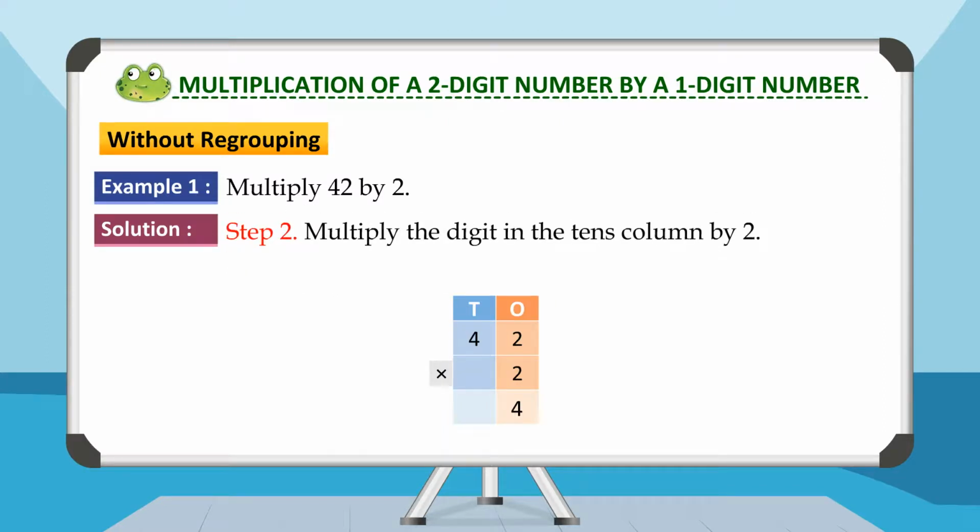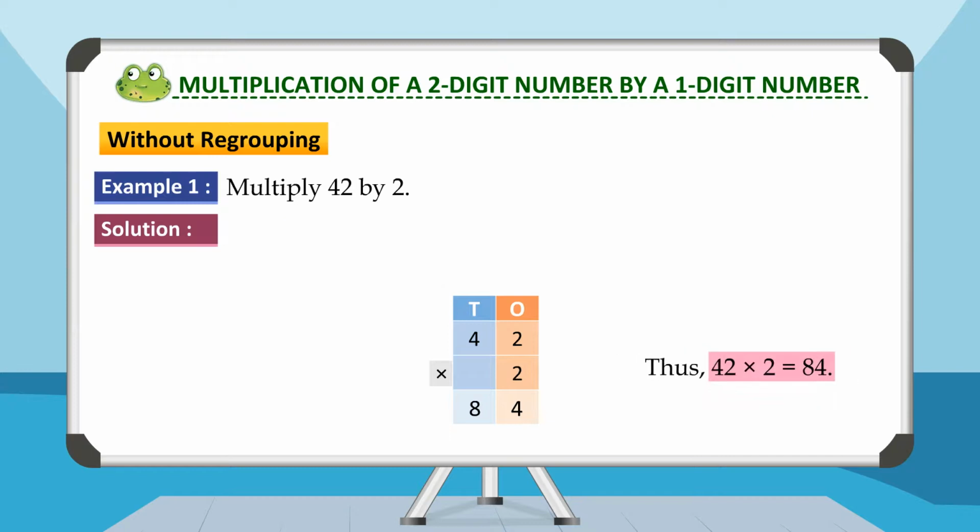Step 2. Multiply the digit in the tens column by 2. 4 tens × 2 is equal to 8 tens. Write 8 in the tens column. Thus, 42 × 2 is equal to 84.